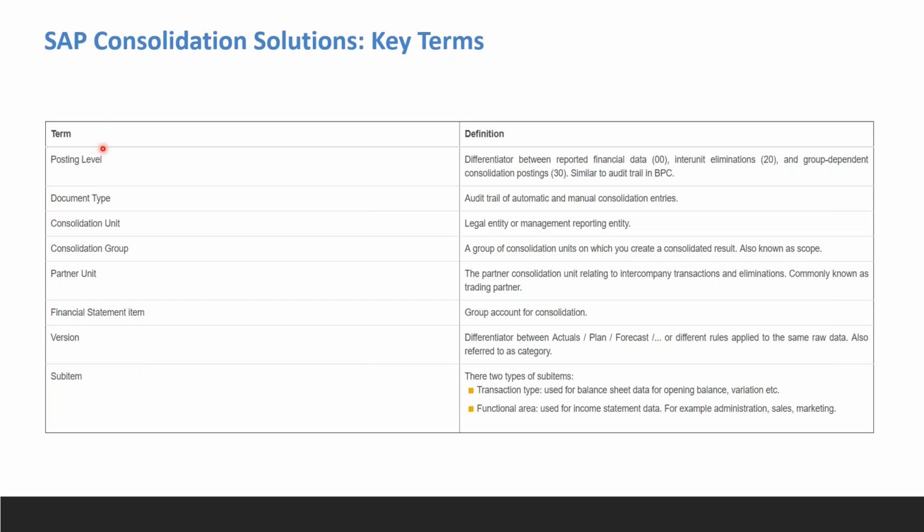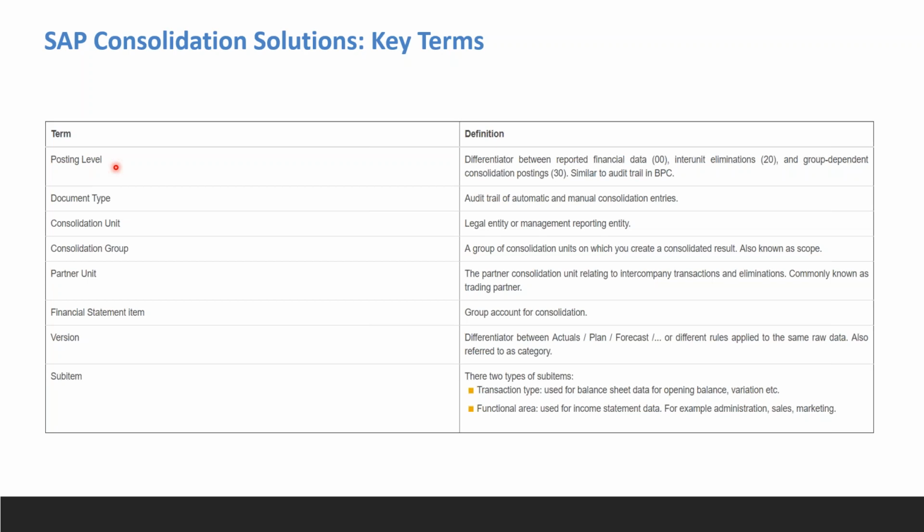So the posting level is like the posting key, anything that you can compare it to, with which we differentiate the transactions. With the posting key, we can identify whether it's a debit or credit, or whether it's a vendor transaction, a customer transaction, or a GL transaction.